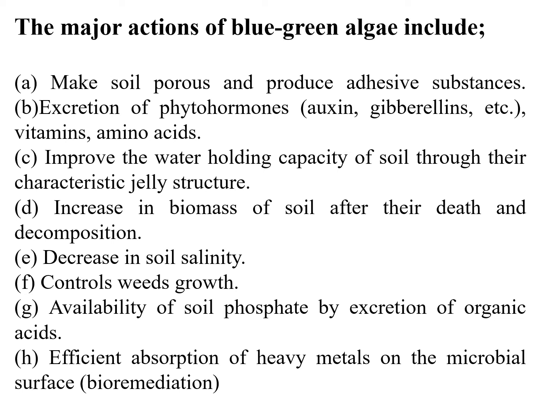They decrease soil salinity by secreting acids. These acids also help in dissolution of rock phosphate present in the soil and make it available to the plants. So not only is nitrogen fixed by the cyanobacteria, but along with that some acids are secreted which dissolve the unavailable form of phosphate and make it available to the plants.